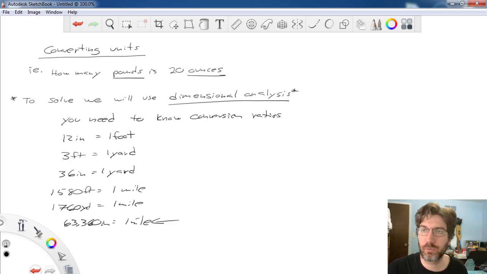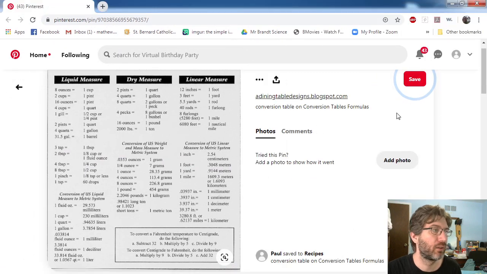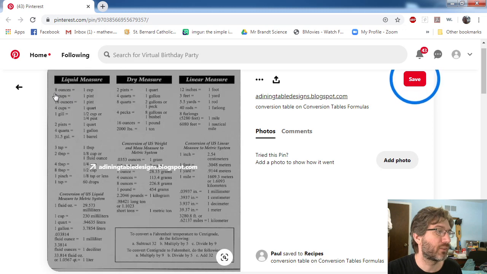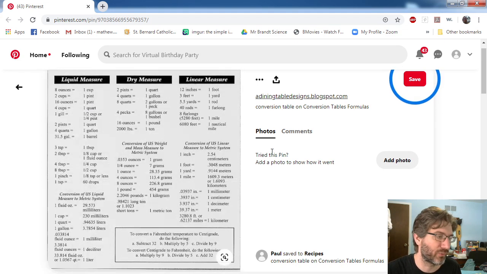And honestly, I will probably link one of these later in the next week, but I just Googled Pinterest here and it gives you them right here. I mean, this is just a document from Pinterest. It tells me there are 8 ounces in 1 cup, 2 cups equals 1 pint, 16 ounces equals 1 pint, 4 cups equals 1 quart. I mean, there's charts like this everywhere.